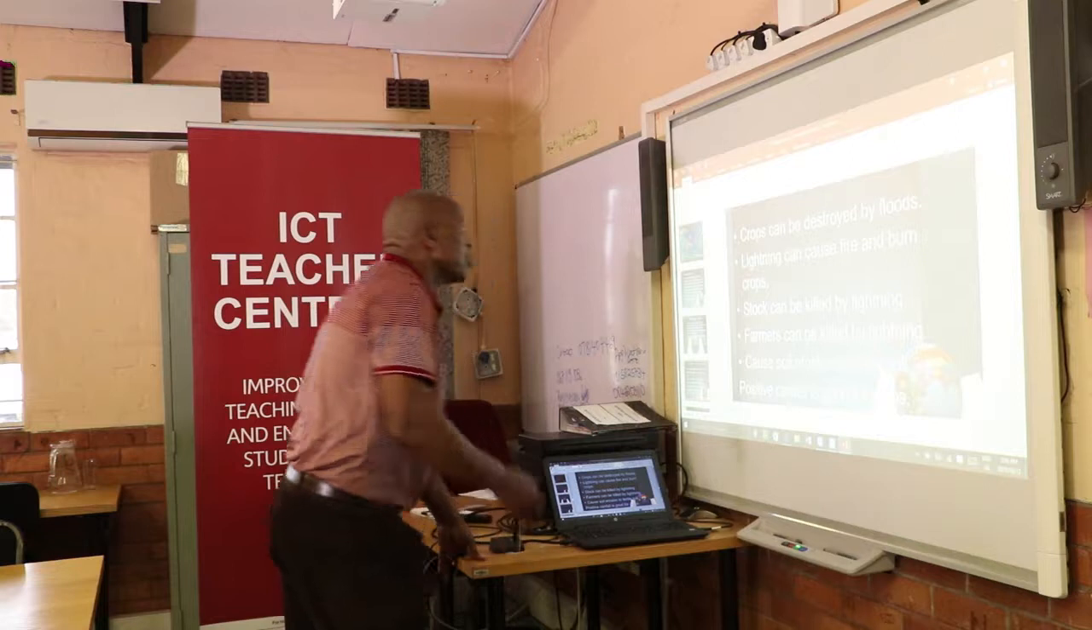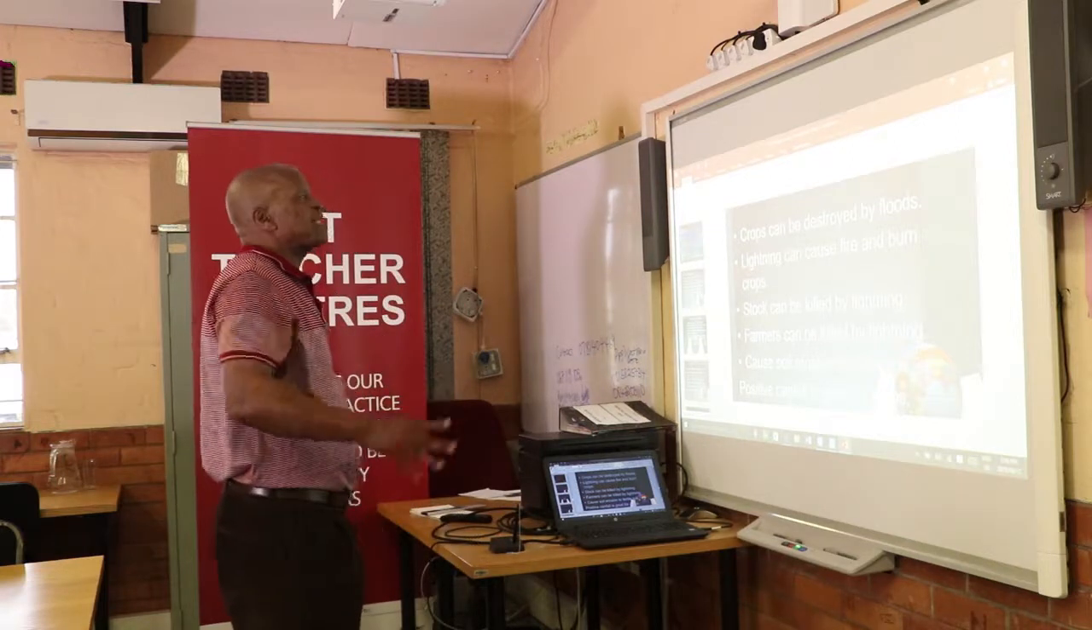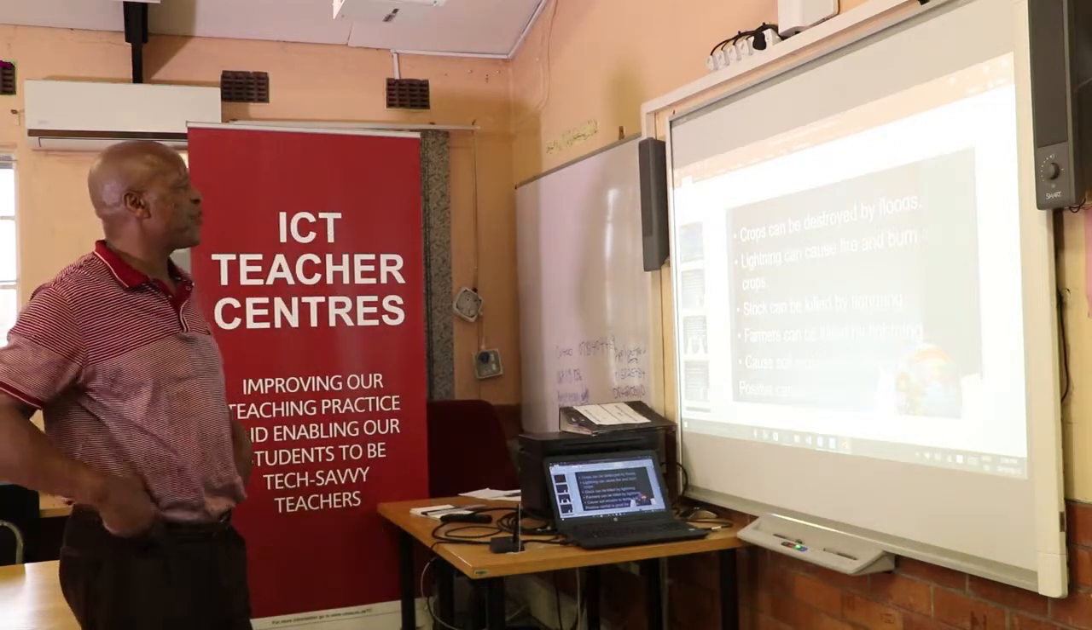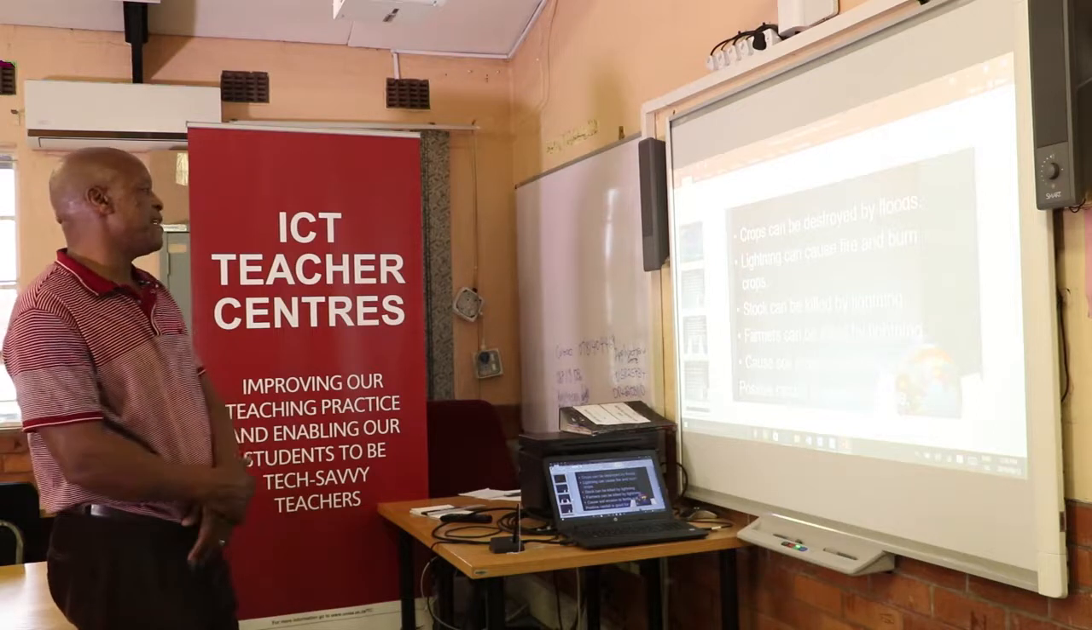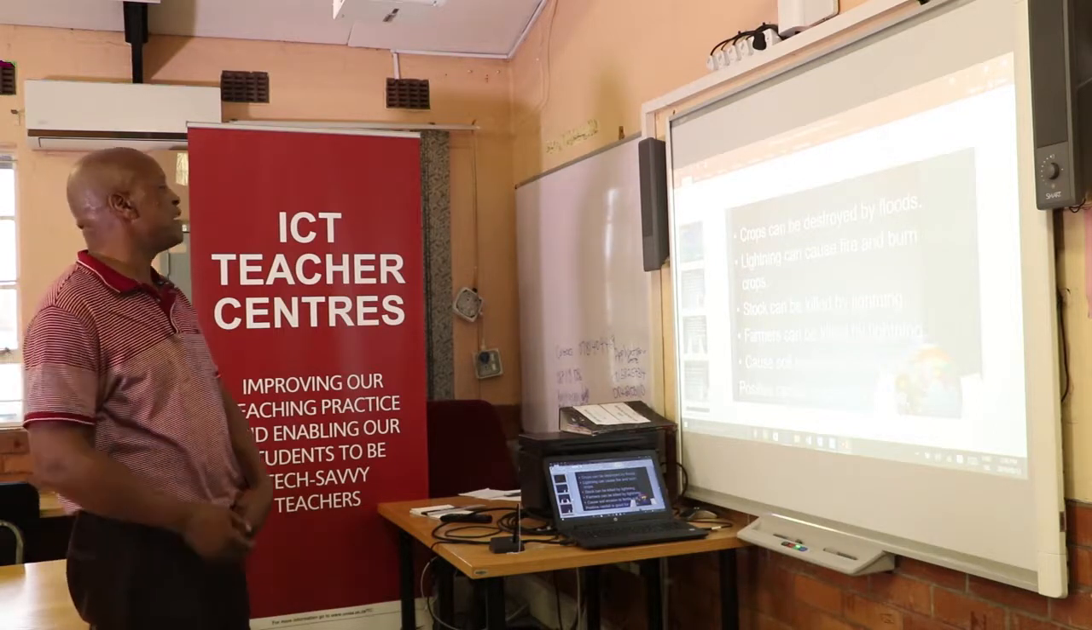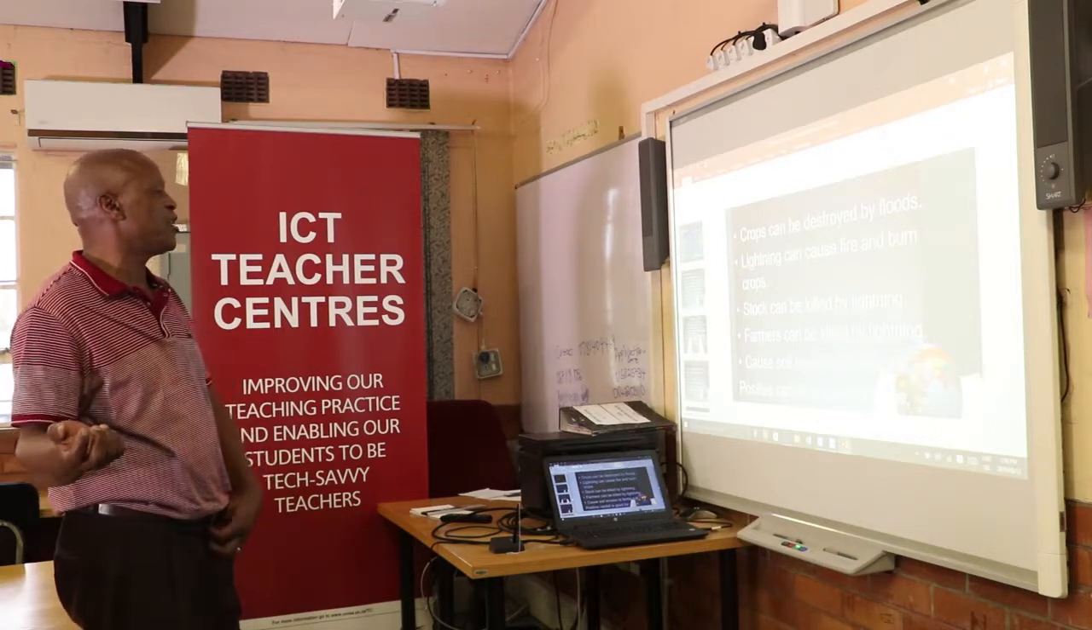There is an explanation. Crops can be destroyed by floods. Lightning can cause fire and burn crops. Stock can be killed by lightning. Farmers can be killed by lightning. They can cause soil erosion.